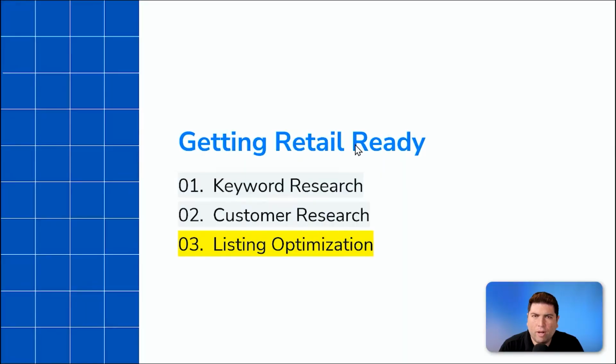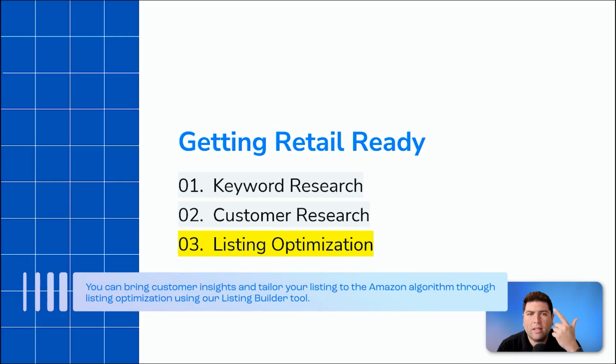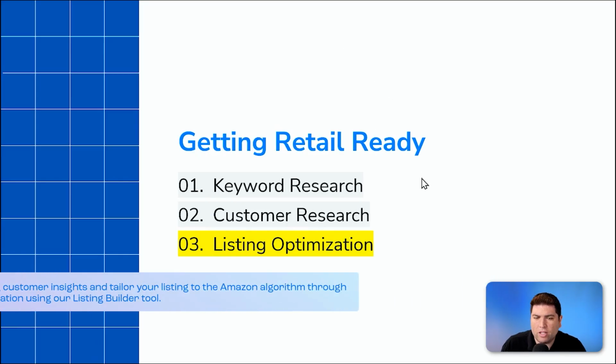Okay, so how can you bring all of that customer insights, the keyword research into a listing? Because it's not just about throwing it all in there and stuffing it with all these keywords you found. You've got to tailor your listing for two things, again, that we've been talking about: the Amazon algorithm and relevancy to Amazon, and something that speaks to a human being who is your customer. And the way you can do this is through your listing optimization.